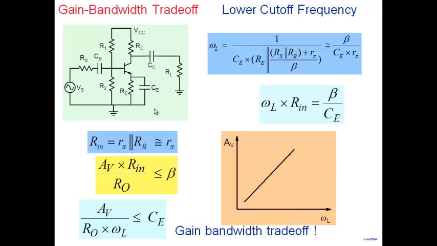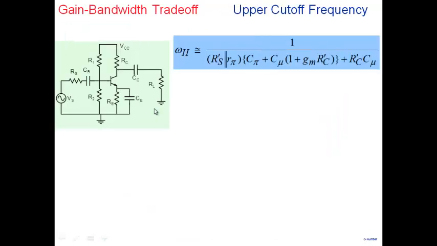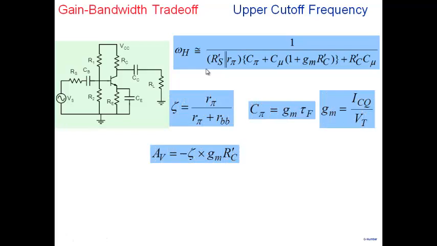Let's look at the upper cutoff here, omega H. 1 over Rs dash parallel R pi. This is all the input time constant, Rc dash C mu. Let's do some simplification. To see the trade-off, we'll have to simplify a little bit here. So let me call this quantity R pi by R pi plus RBB. C pi is GM tau F. GM is ICQ by VT here.